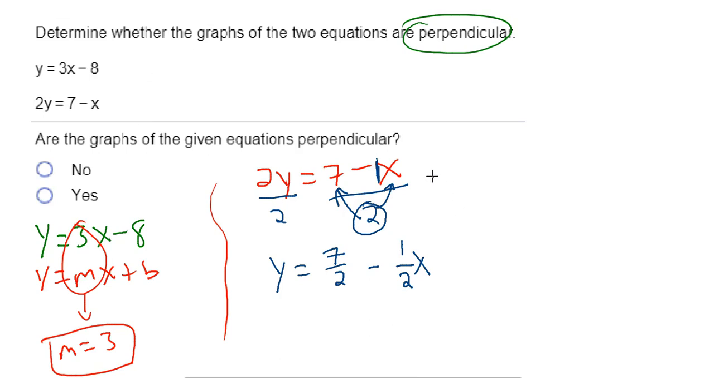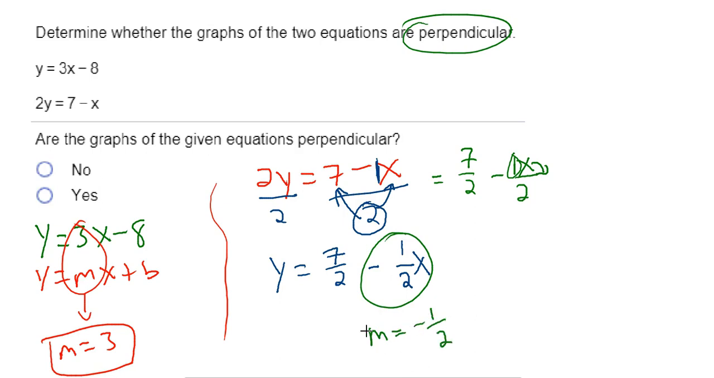Maybe I should write that out in a little more detail. We have 7 over 2 minus x over 2, but think of this as 1x. Put the x to the side of the fraction, and that's how you get this. The slope here is negative 1/2. So are these parallel? No. The slopes are not the same, so they're not parallel. I know that's not what they're asking us, but I just want to emphasize that point again. These are not parallel, right? They're not equal.